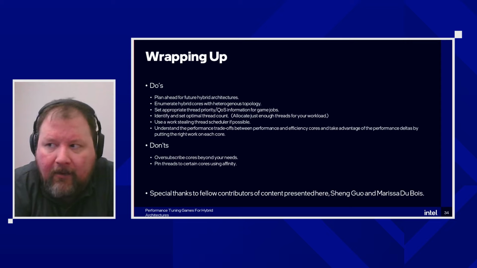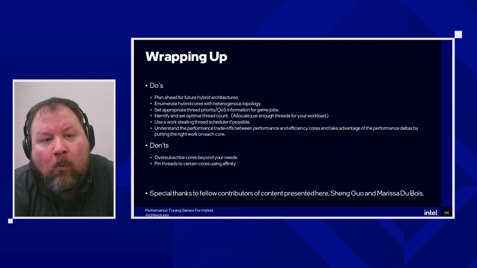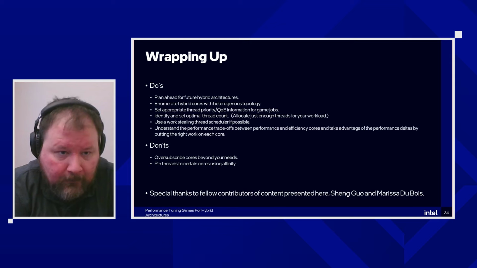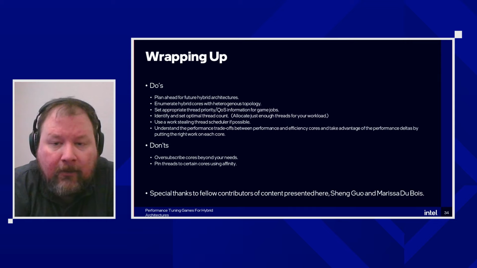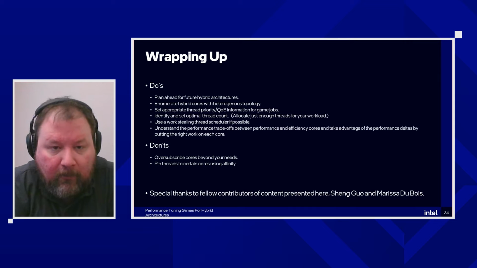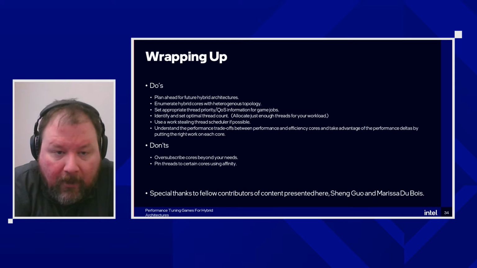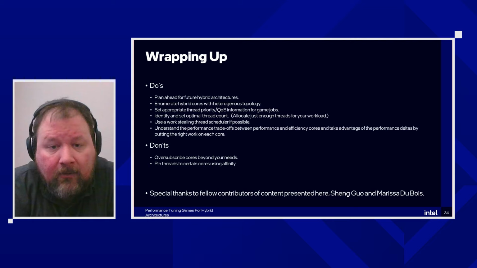Do's: plan ahead for future hybrid architectures. There's more of this in the pipeline, and more processors coming in the future will feature hybrid cores. Enumerate hybrid cores with heterogeneous topology. We need to know if this package supports hybrid processors, and we need to know which cores those are. Set appropriate thread priority and quality of service information for your game jobs. Identify and set the optimal thread count.